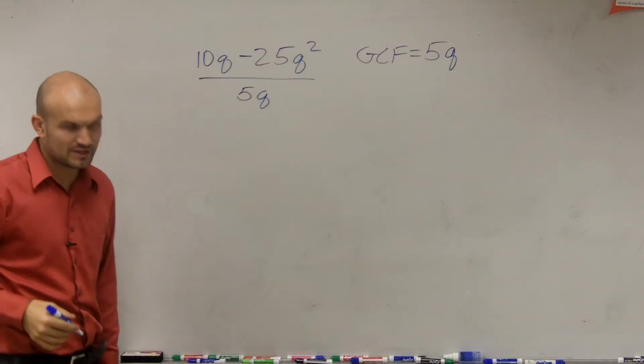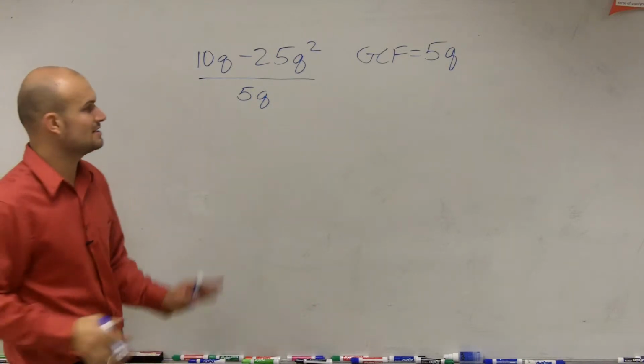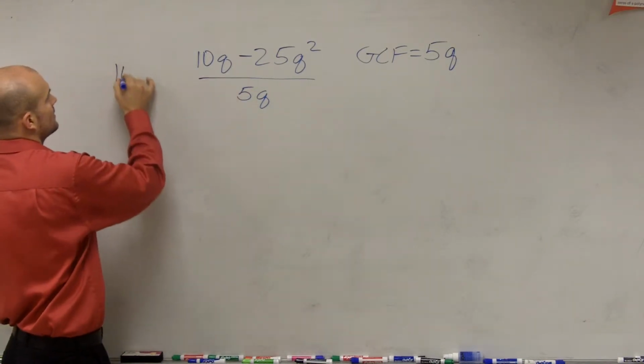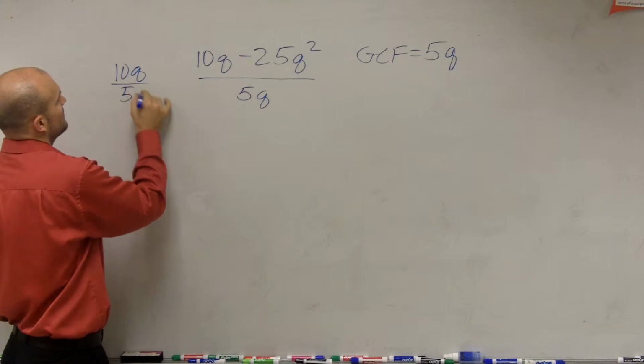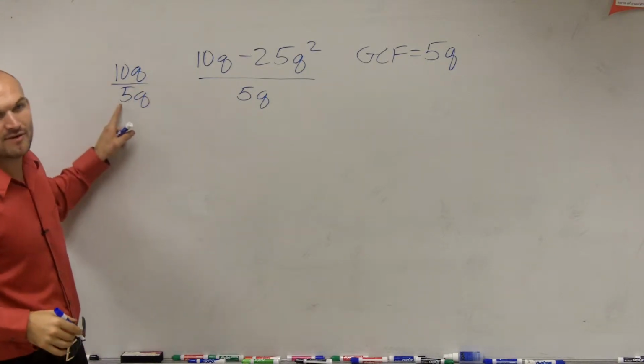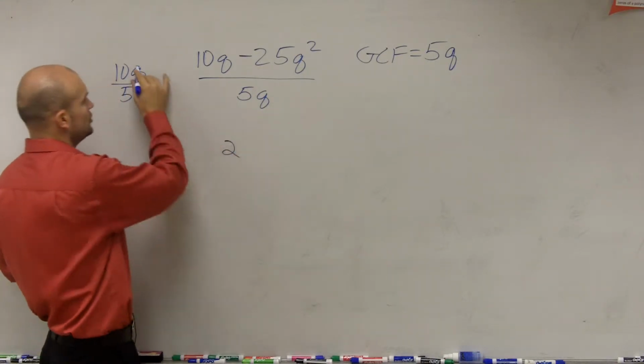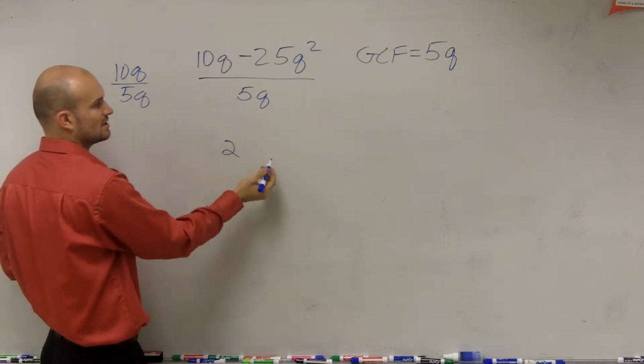Okay? Now again, if you get stuck at this point, sometimes what I like to do is just rewrite them individually. 10q divided by 5q. Well, 10 divided by 5 is 2. q divided by q is 1, so we're just going to leave it out.